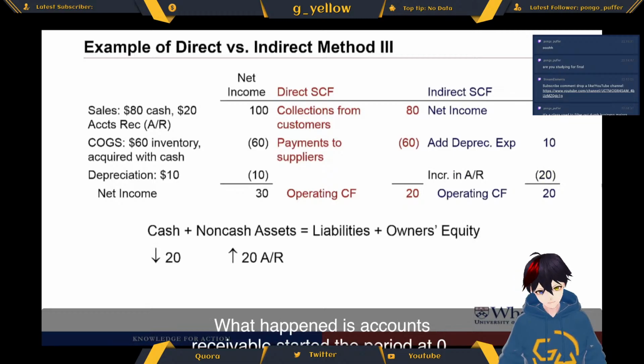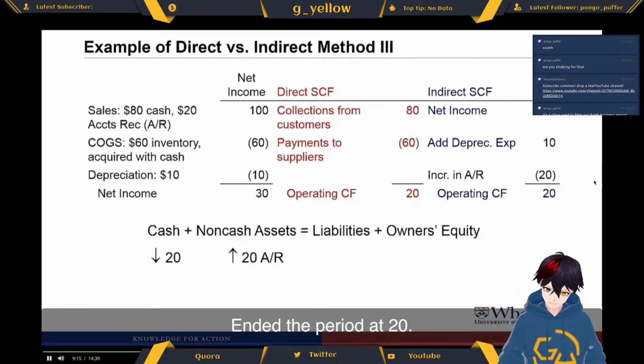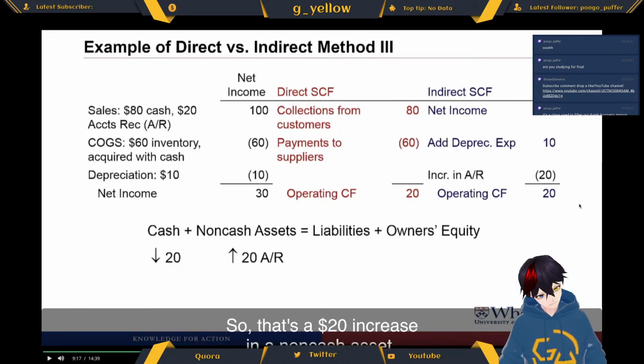What happened is accounts receivable started the period at 0 and ended the period at 20, so that's a $20 change. Net income is 30 over here. Depreciation expense, 10. And that's the accounts receivable.